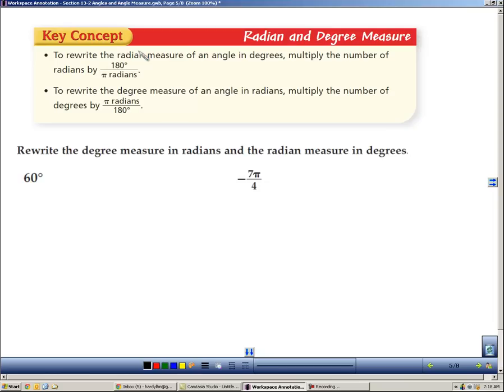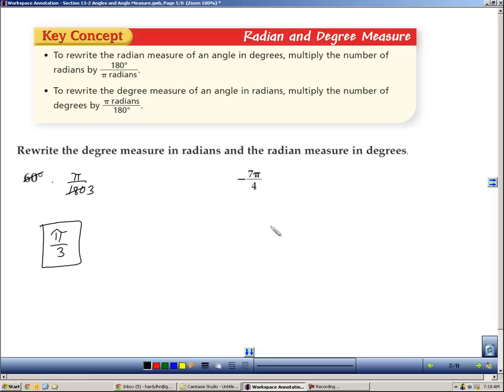Now, there are times when you want to convert from radians to degrees and back and forth, and here's how to do that. If you want to rewrite a radian measure in degrees, you multiply by 180 over pi. And if you want to write the degree measure into radians, you multiply by pi over 180. So here I have degrees, so I'm going to multiply this by pi over 180. And 60 cancels with 180 to leave a 3. So 60 degrees is the same as pi over 3. This is the radian measurement of 60 degrees.